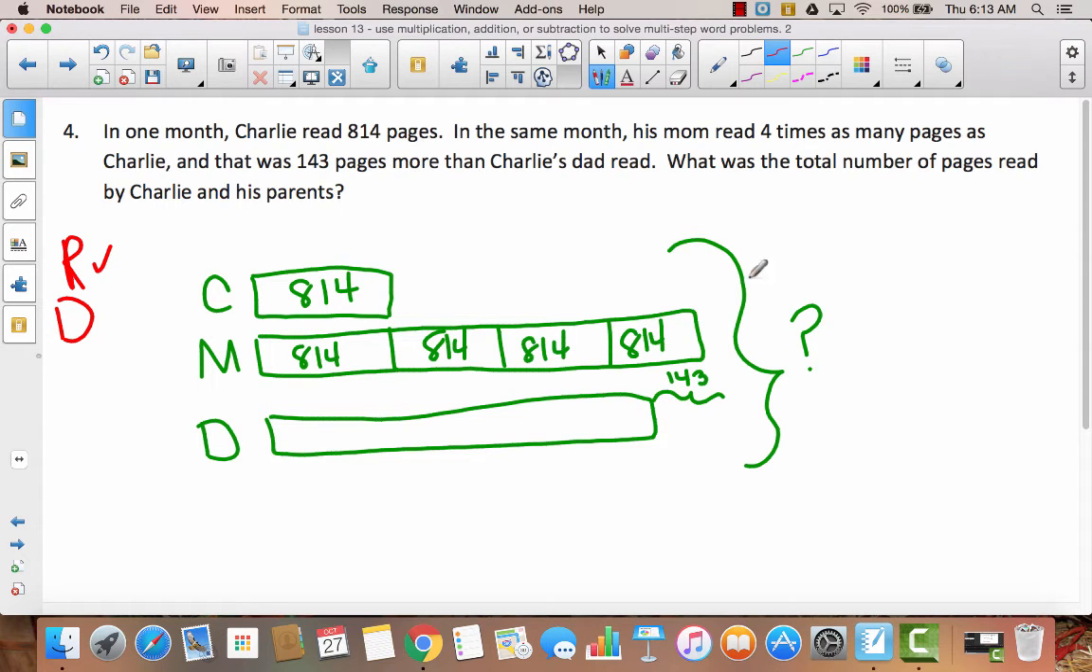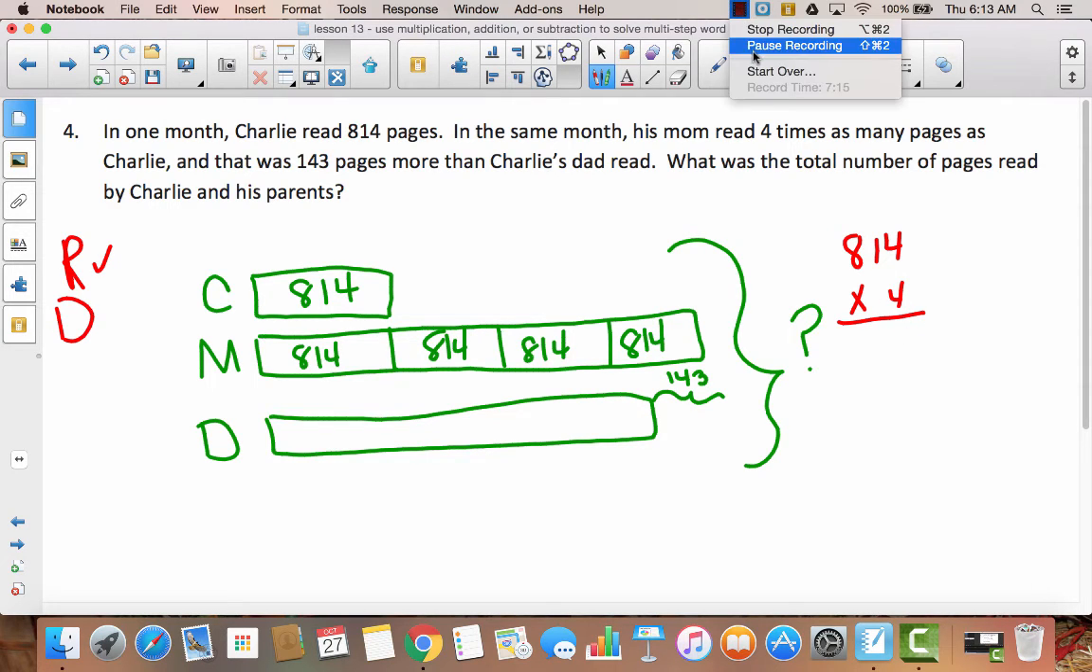I can add 814 4 times, or I can just use multiplication. I think that's what I'll do. I'll just go ahead and do 814 times 4. I'd like for you to pause the video now, and I'd like for you to solve 814 times 4, and let's see if we get the same answer.